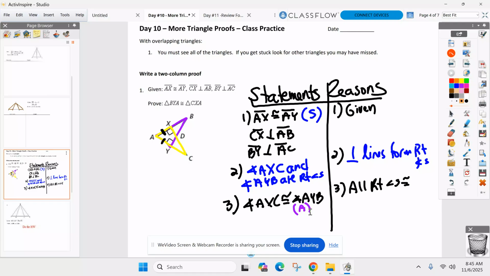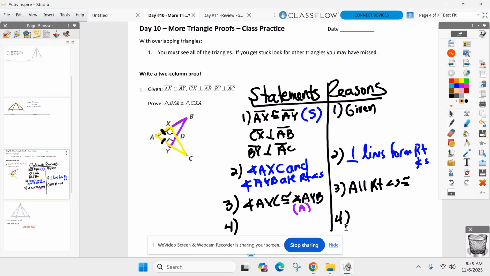So far we've been on easy street. One was given to us. Right angles are pretty easy for us. Now, usually this is where I have a lot of students sink. They struggle to find the third pair. Let's go. Find the third pair right now.